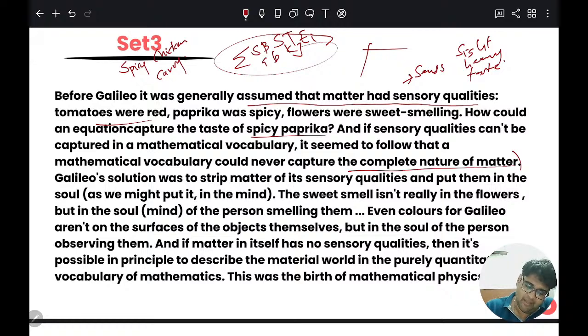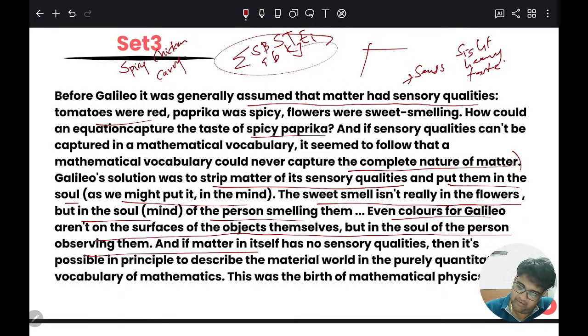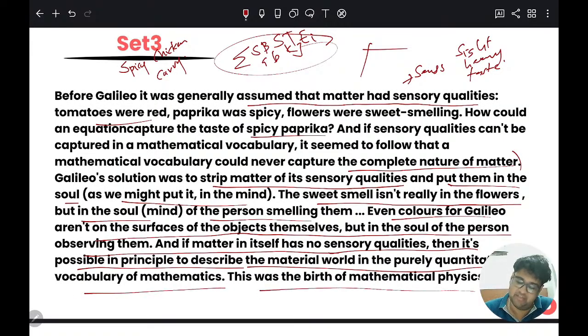then how will it give the complete nature of matter? Galileo's solution was to strip matter of its sensory qualities and put them in the soul, as we might put it, in the mind. A sweet smell isn't really in the flowers, it's in the soul of the person smelling it. Even the colors for Galileo are not on the surface of the things themselves, but in the soul of the person observing it. And if matter in itself has no sensory qualities, then it's possible in principle to describe the material world in purely quantitative vocabulary and mathematics. That was the birth of mathematical physics.